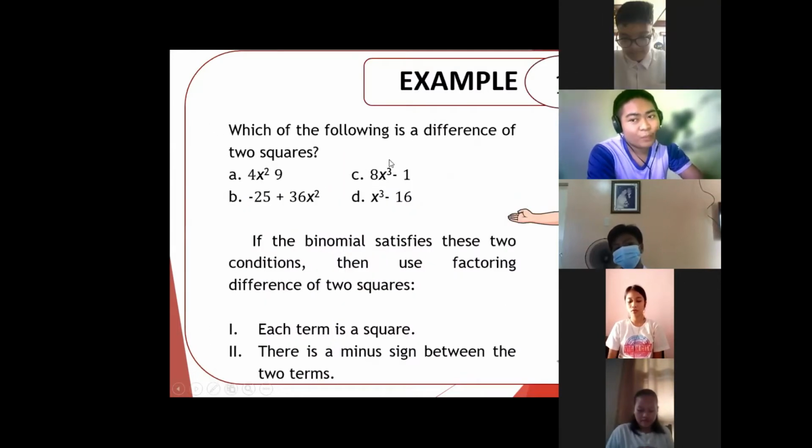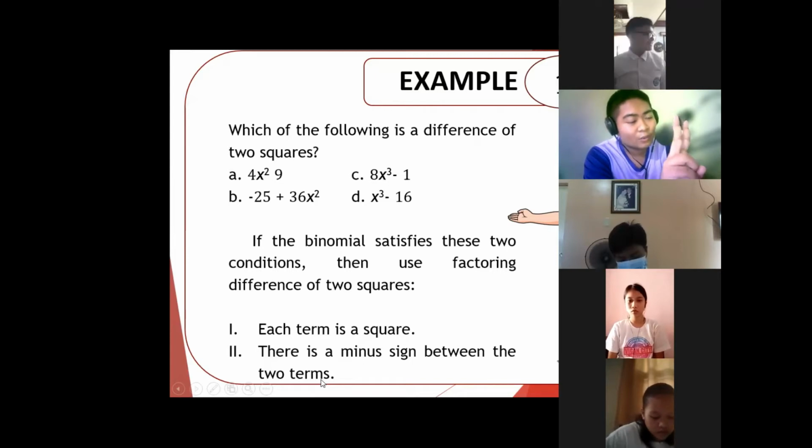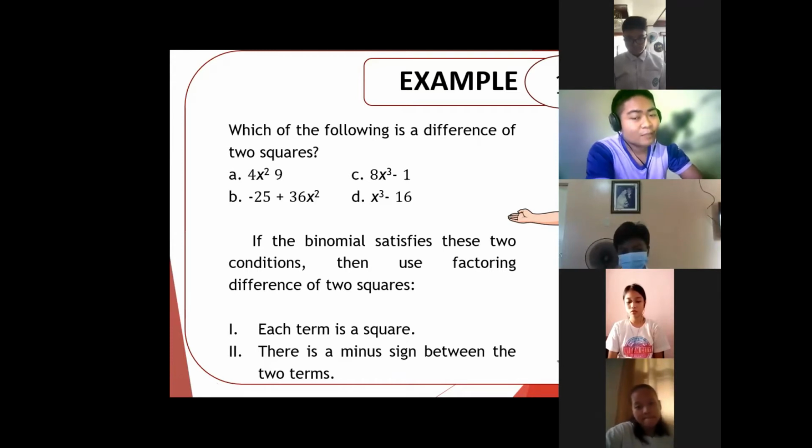So which of the following is a difference of two squares? When we say difference of two squares, you should have remembered this one. Each term is a square. Then there is a minus sign between the two terms. So there is only two rules. Each term is a square and there must be a minus sign between the two terms.